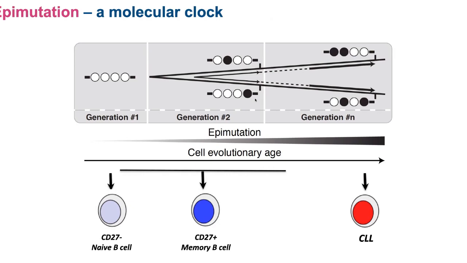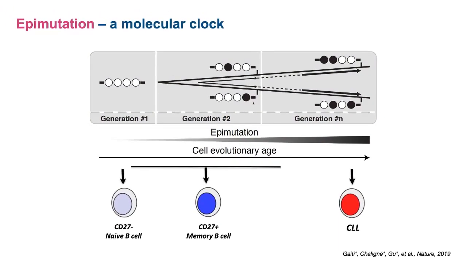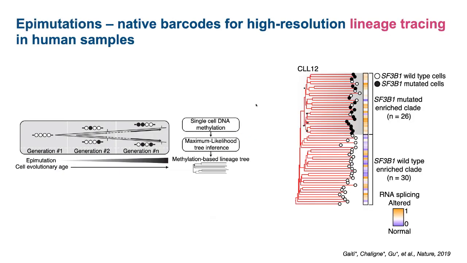As cells divide, they accrue more and more error in copying their epigenome, similar to the process of genetic diversification through genetic mutation accumulation. And so this notion motivated us to use the stochastic heritable DNA methylation changes as native barcode to directly chart in human patient sample the lineage history of the cell, similar to the transformative work that allows lineage barcoding in model organisms.